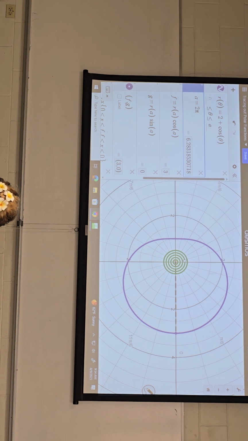Sorry, I just can't see it. What does it say? This one? Yeah, 2 plus cosine theta. So I took the r and plugged it in over here. Oh, okay.